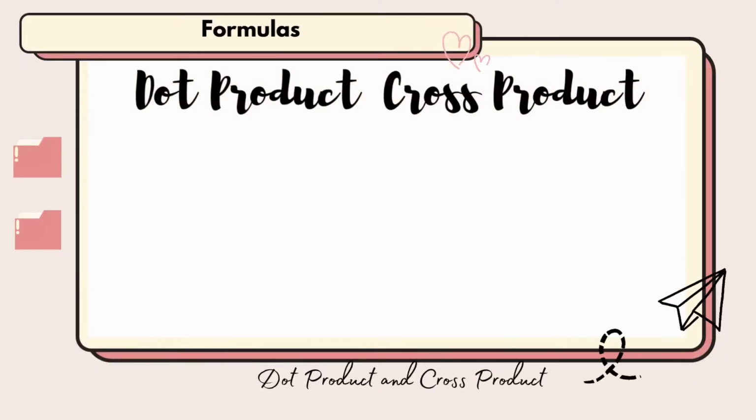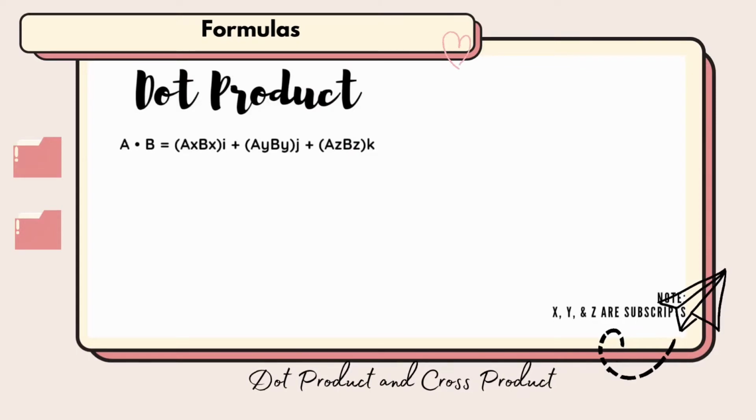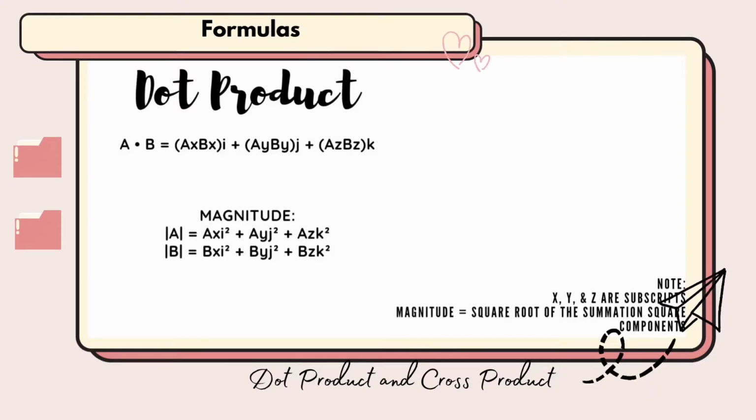Dot product and cross product. The dot product of two vectors is written as A dot B. The dot product of vectors is equal to the summation of the product of similar components. To get the angle between vectors, first obtain their magnitude. Recall that the formula of magnitude is the square root of the summation of squared components.